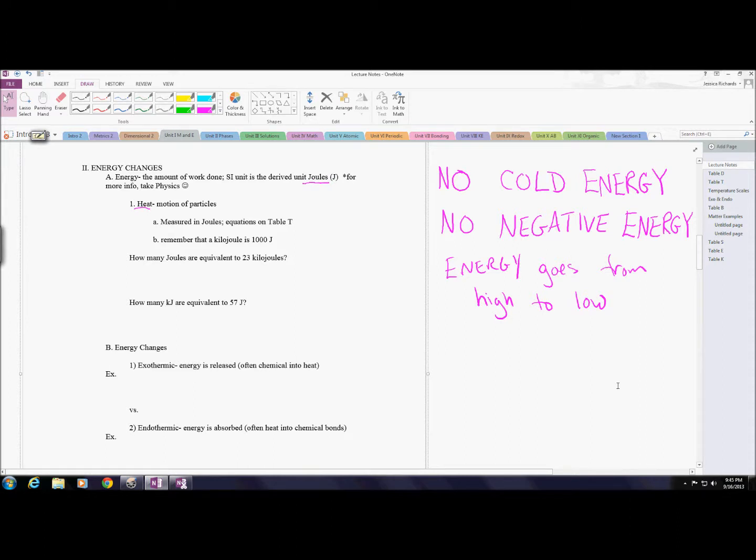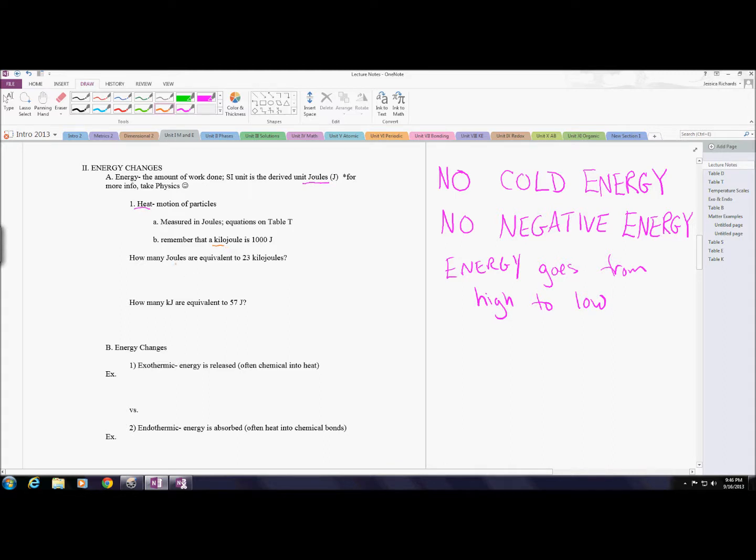Okay, we talked about the metric system in the intro unit, and we talked about the base units being meter, liter, and gram. Joules are also a base unit for the metric system, so we can talk about joules and kilojoules, and we can convert back and forth. So kilo being the prefix for 1,000, there are 1,000 joules in every 1 kilojoule.